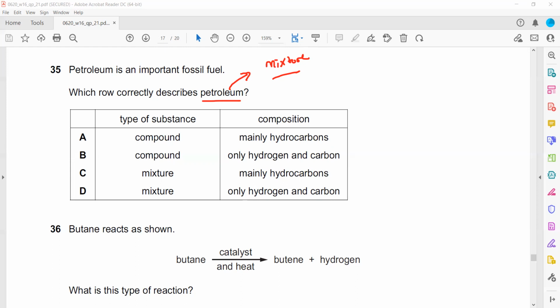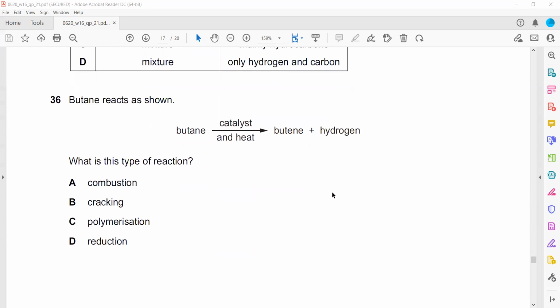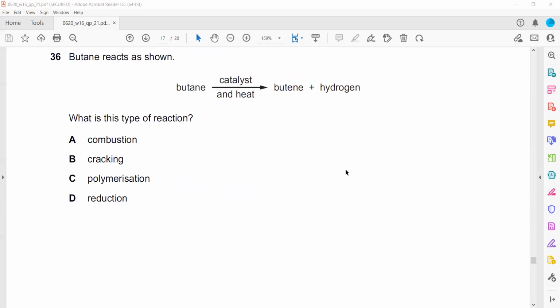And what does it contain mainly? Hydrocarbons. So mainly hydrocarbons are present. Hydrocarbon means a compound which contains carbon and hydrogen. There are other substances too, but mainly hydrocarbons. Most of them are hydrocarbons.